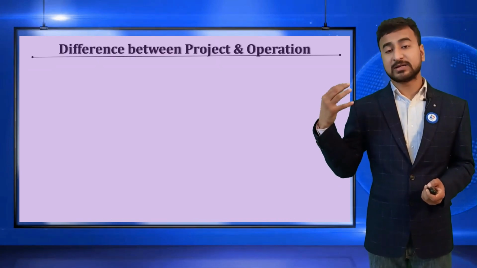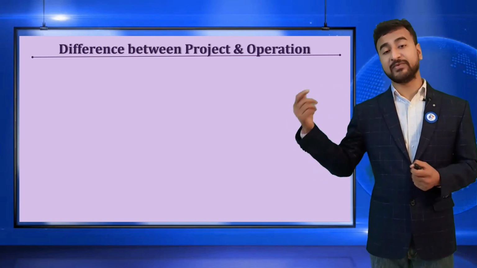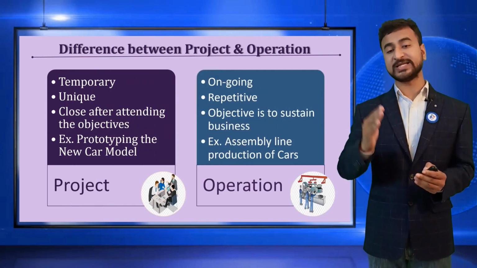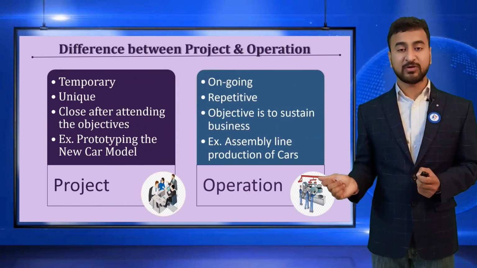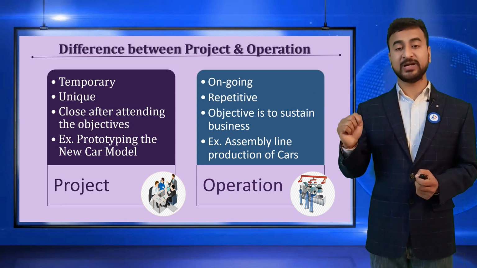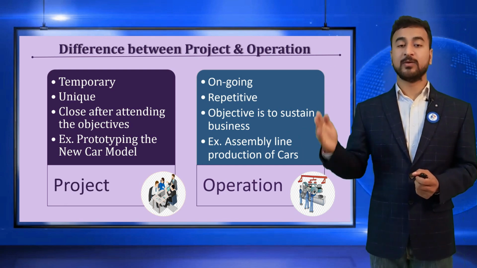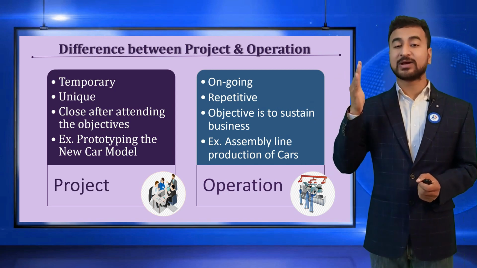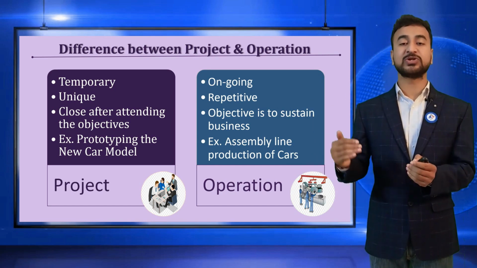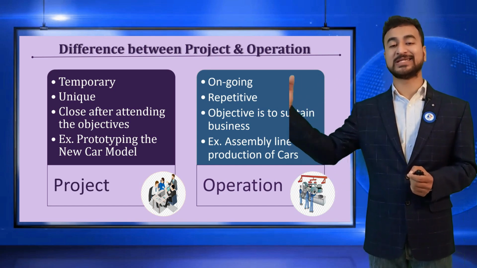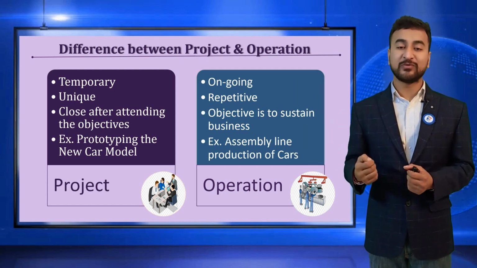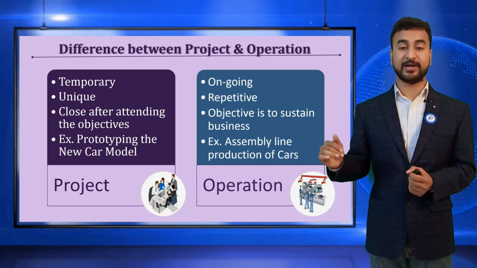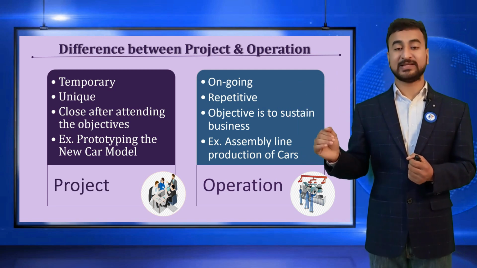Apart from that, there are other terms that I am going to explain, but before that I would like to explain the difference between the project and the operations. As you see on the screen, a project is temporary whereas an operation is ongoing. A project is unique and an operation is repetitive. A project closes after attaining its particular objective, whereas operations are for sustainable business objectives. For example, a project is temporary because it has a well-defined start and end date, while operation is for constant things.